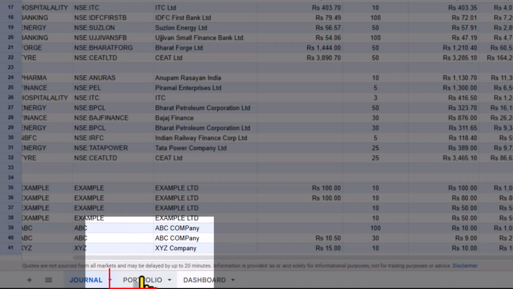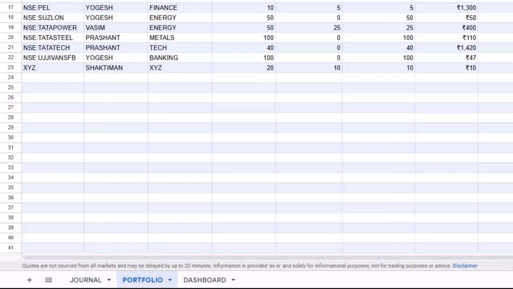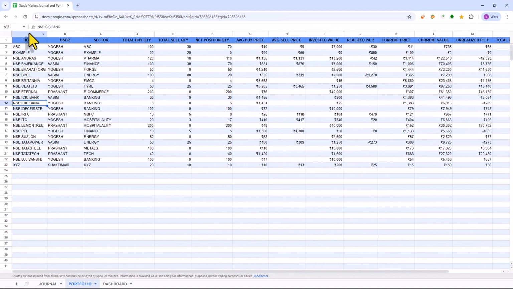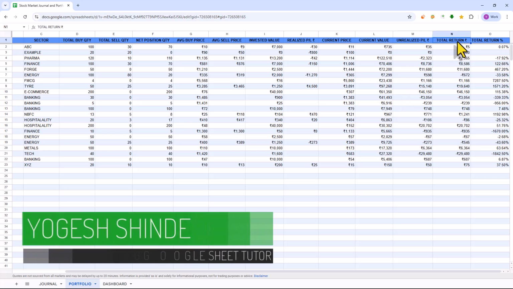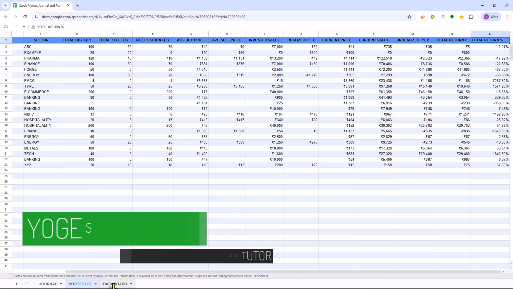Let's go to our next tab, that's the portfolio tab, and here we have our portfolio. We can see we have our tickers, then the user, then sectors, then total buy quantity, total sale quantity, net position quantity, average buy price, average sell price, invested value, realized profit and loss, current price, current value, unrealized profit and loss, and total return in percentage. And finally, we have our dashboard.